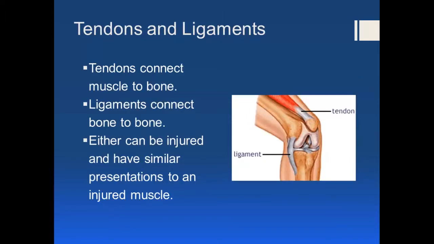As I mentioned before, tendons are the connective tissue that connect muscle to bone, right there. Ligaments, however, connect bone to bone, and they help support joints. They have similar presentations when they're injured to an injured muscle, but you may find the pain tends to be more in the joint or near the joint, but it's hard for us to tell.